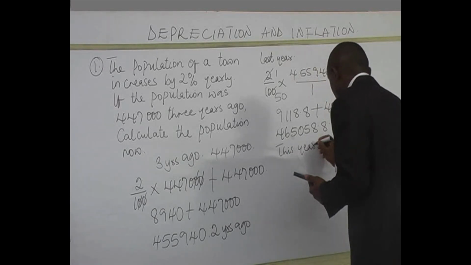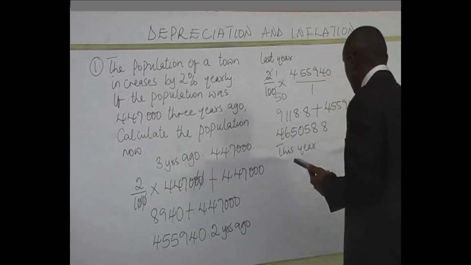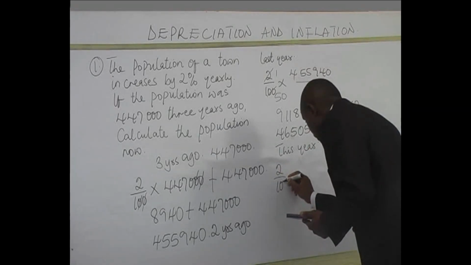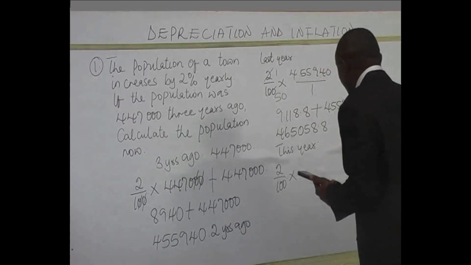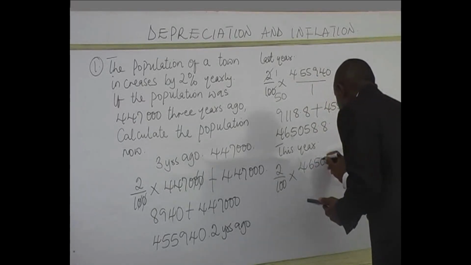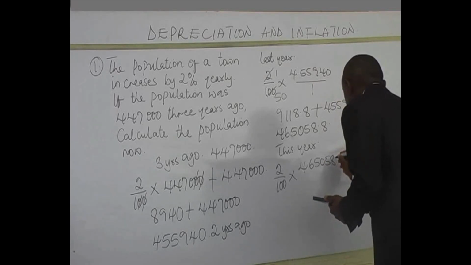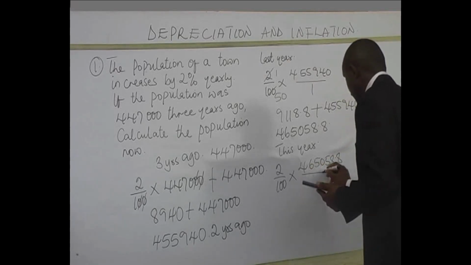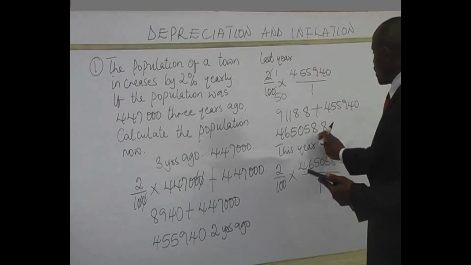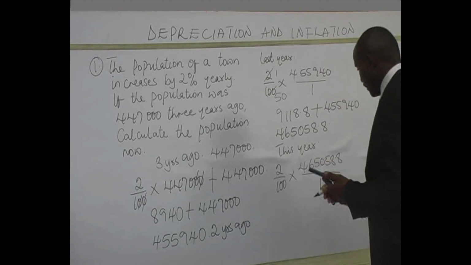Now, if you want to calculate the population that entered this year, which the question is asking for, it is going to be the same 2% of the population of last year, which is 465,058.8. If you calculate this, add it to this population, you get your answer.